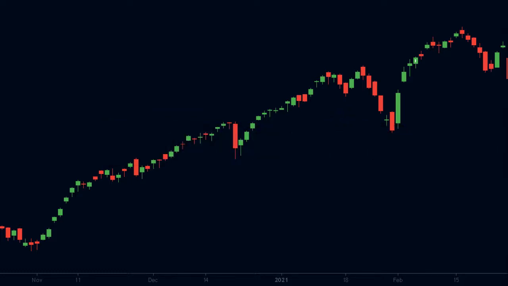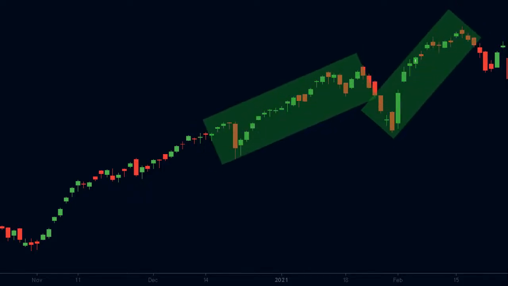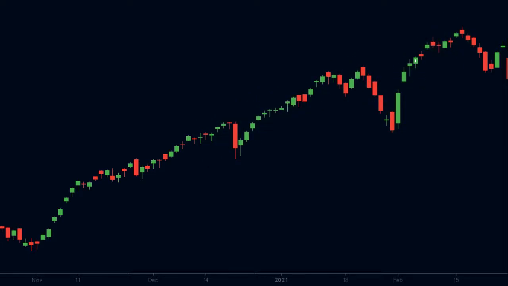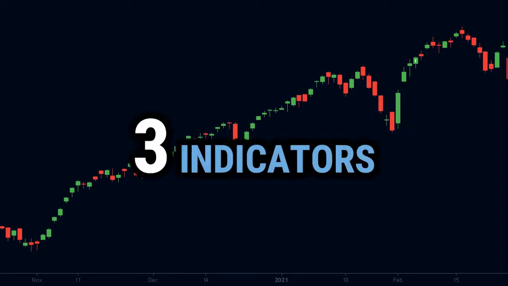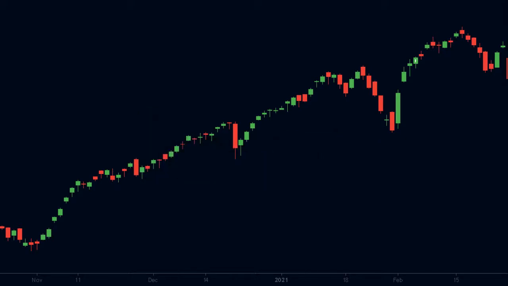Now, coming to the strategy, our goal with this strategy is to capture market swings that occur regularly in a particular asset. In other words, we want to capture a trend by entering the market on the pullbacks. To do so, we will use 3 indicators. Firstly, we will use 2 moving averages.